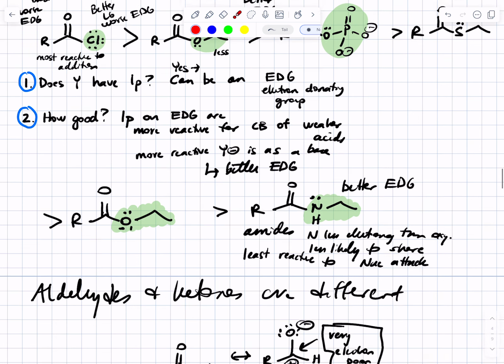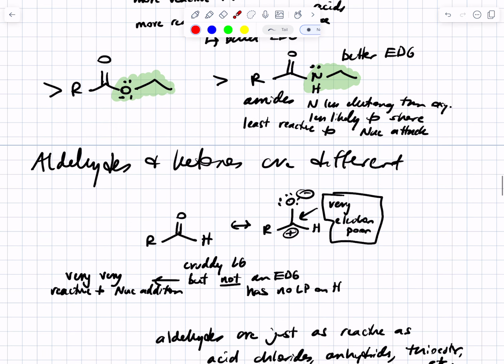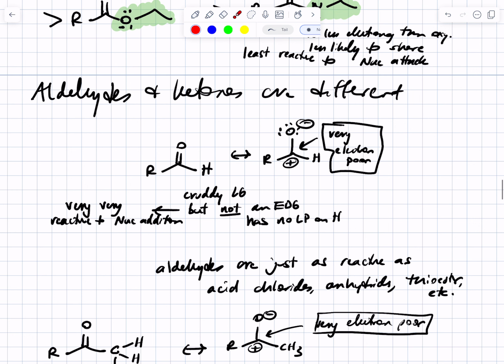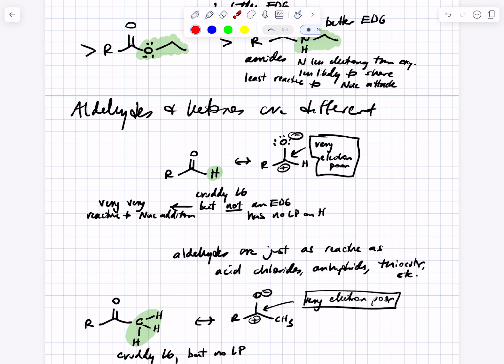The two big exceptions are aldehydes and ketones. The problem here is aldehydes and ketones have cruddy leaving groups, but their cruddy leaving groups lack lone pairs. So they can't donate into the carbonyl carbon. The carbonyl carbon is still very electron poor. And so these aldehydes and ketones are highly reactive in that nucleophilic addition step. Even though they can't do the subsequent elimination step, they're really great at that nucleophilic addition step. Okay, questions about donating groups?